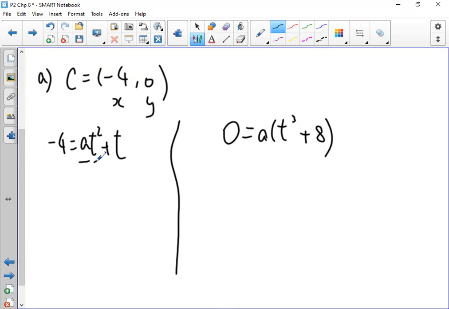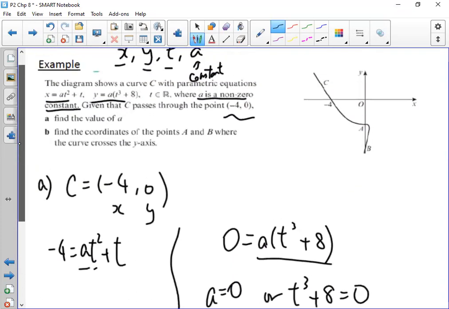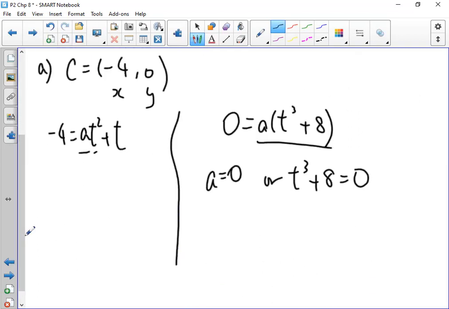Next one. This one, however, could be solved because it's like a simultaneous quadratic equation. Two brackets multiply, give you 0. Then one equals 0, or the other equals 0. So we found a equals 0. Can we take that? No. a is a non-zero constant. So unfortunately, even though we've got a value of a, you can't have it.